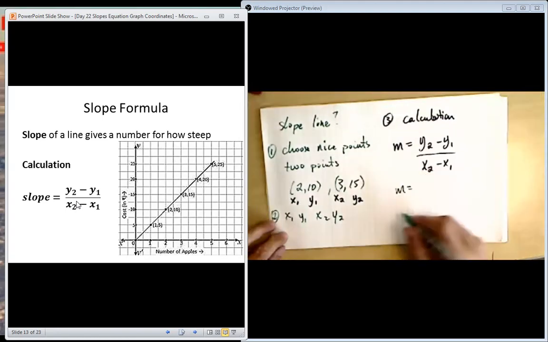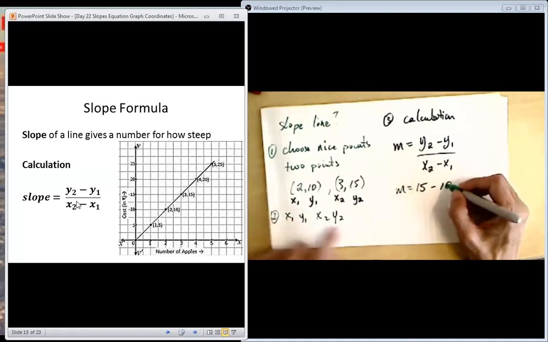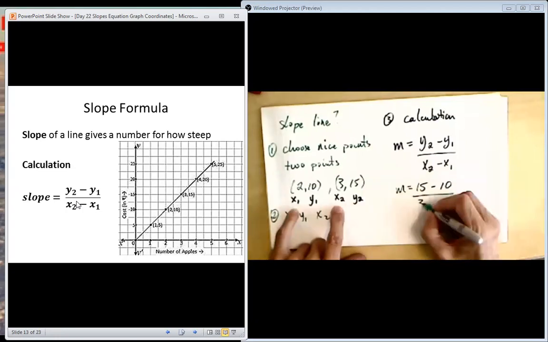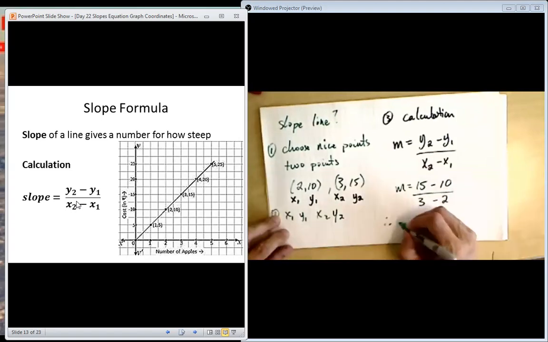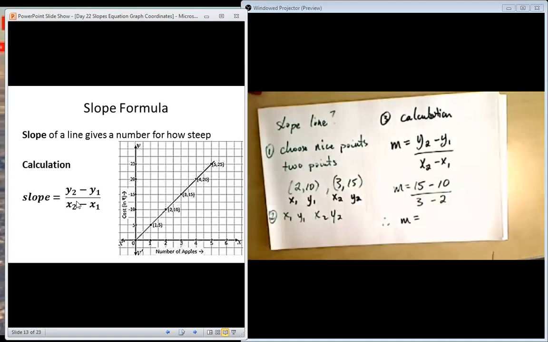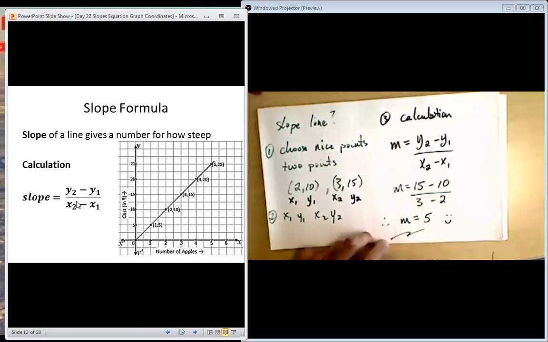Okay, so what do we got for y2? That's our 15, y1 is our 10. Just reading off from the good work we did earlier. Then we got x2 like that and x1 like that as well. 5 indeed. 3 minus 2 is the 1. That can disappear. And so, yes, you get a slope of 5 for this particular situation here.